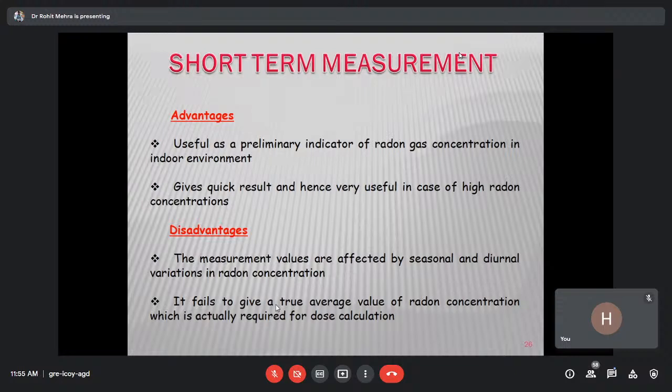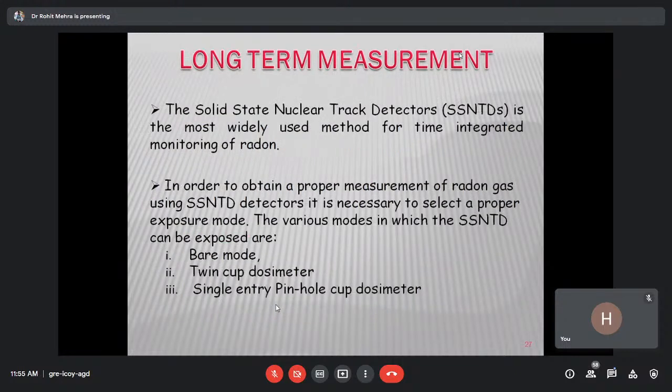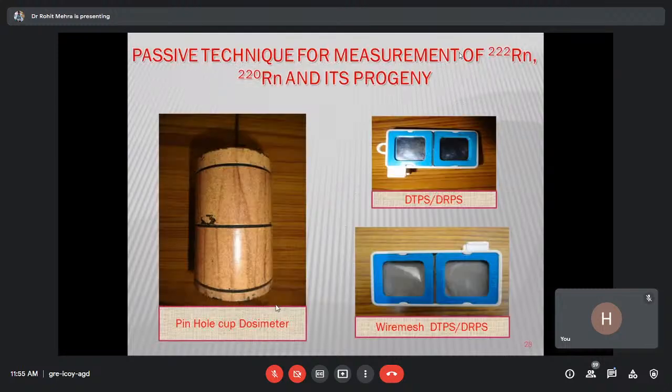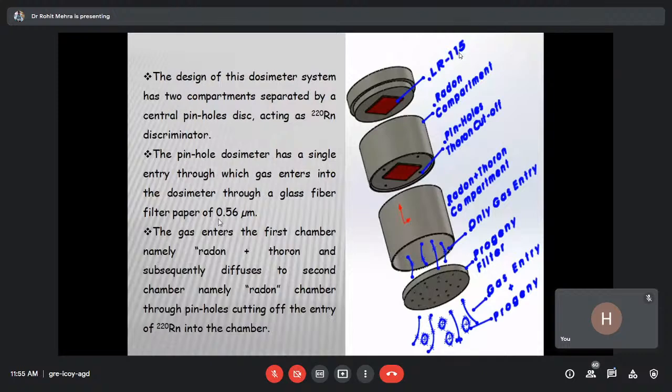That is why preferably you should go for long-term measurements. And the most important detector for the long-term measurements, which we generally use, is the single pinhole cup dosimeter. I will show you the detector, not going into the detail. These are the detectors which we deploy for the measurement. And you could see that this is a detector.